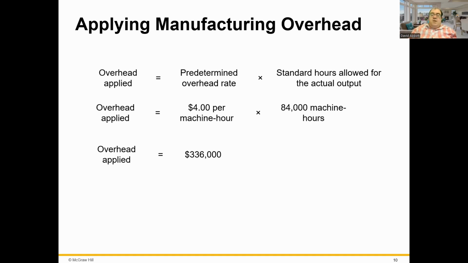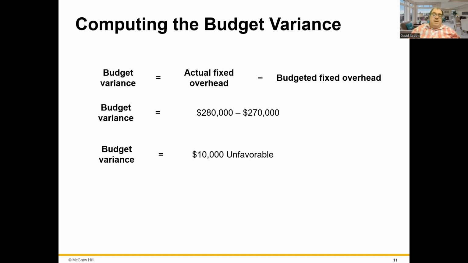So we see that. So we can figure out the amount of overhead applied by taking the predetermined overhead rate, which we calculated previously, and then multiplying that by the standard hours that were allowed for the actual output. And then that comes out with that.